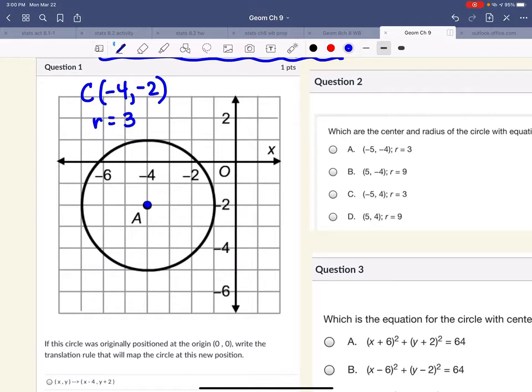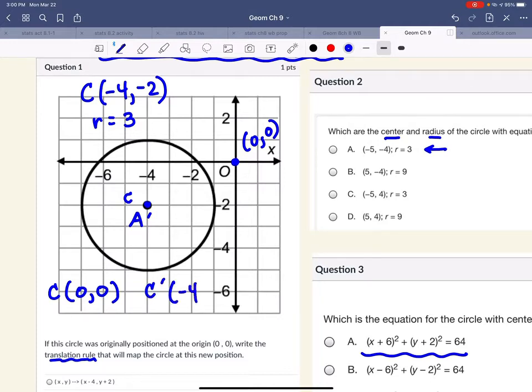They're asking us, though, not for an equation like they will in some of the other questions, not where the center and the radius is. They're asking what would be the translation rule. So we don't want to forget what we knew before. We knew before if we started at 0, 0 on the origin, and now your new center is at -4, -2, then I would write the translation rule like this.